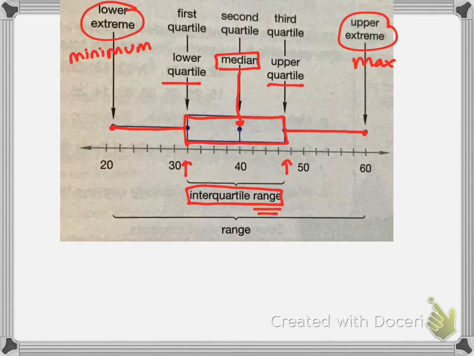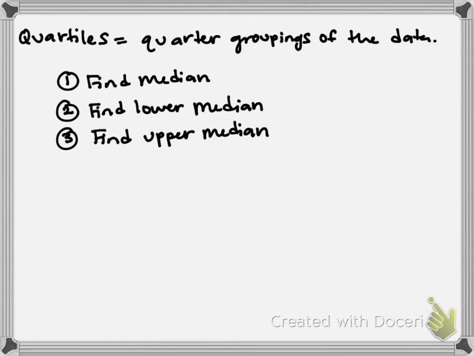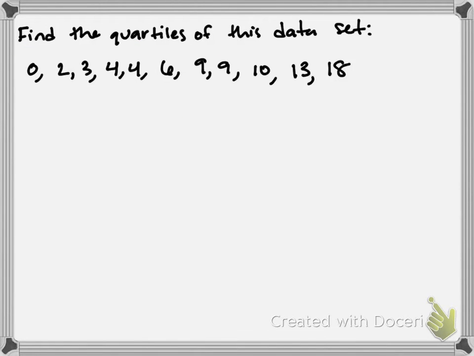So how do we go about finding the quartiles? Well, quartiles break things up into quarter groupings of the data. So you're going to start by finding the median. Then you're going to find the lower median, and then you're going to find the upper median. So what would that look like? Here is a data set.